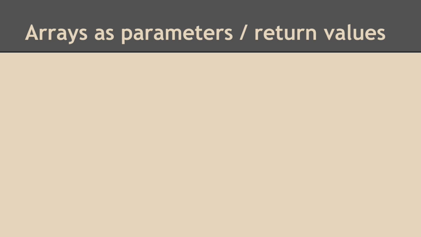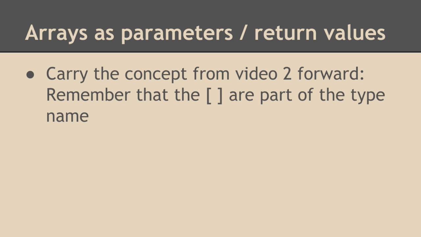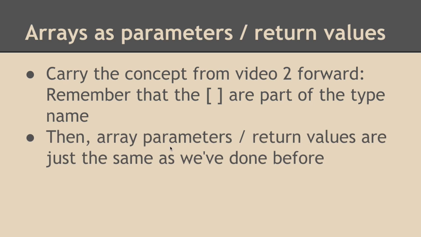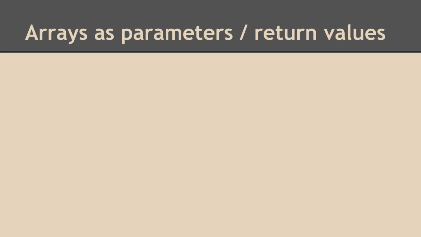So the rule of thumb, the thing to keep in mind, is that we're going to use the same concept that we introduced in video 2 when we talked about declaring arrays. That is, we just make sure to think of the square brackets as part of the data type. So in that situation, array parameters and return values are just the same as we've seen before. It's just that we tack square brackets onto the type for the parameter or the return type. So here are a couple simple examples.